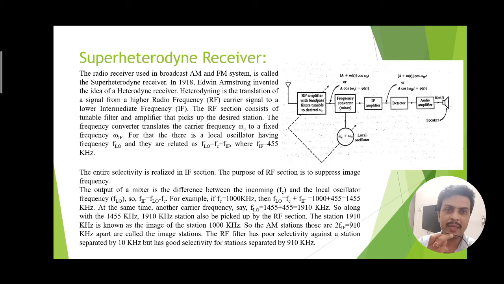Superheterodyning means that the signal received by the antenna is amplified by the radio frequency amplifier, and thereafter it is fed to the mixer circuit. In the mixer circuit, there is a local oscillator signal. The local oscillator and the incoming modulated signal are multiplied. Therefore, we get the summation and difference frequencies. The difference frequency should be as low as possible, and here that intermediate frequency is set to 455 kilohertz.